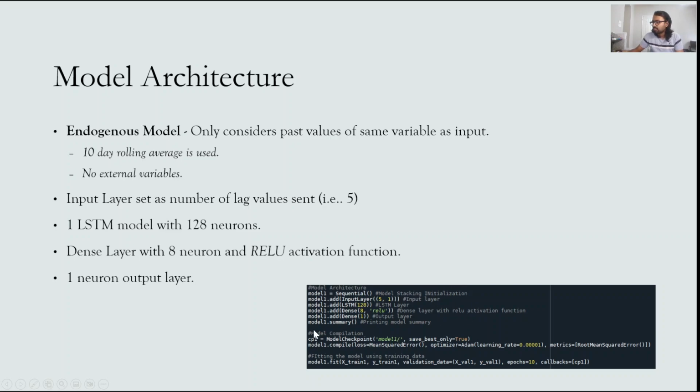Some other things I had to choose here: the optimizer I'm using is Adam with a learning rate of 10 to the power minus 5, and I'm using root mean square error as the loss and metrics while building the model, and I'm using 10 epochs while training the model.